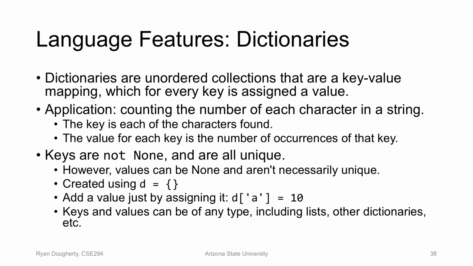So what you can do is you can loop over every character in the string and check if the character you're currently looking at is in the dictionary. If it is in the dictionary, then we've seen it before. So what we do is we increment the number of occurrences of the character by 1.